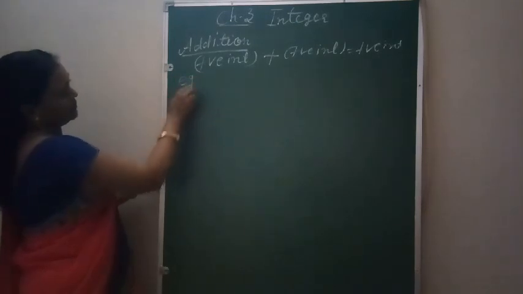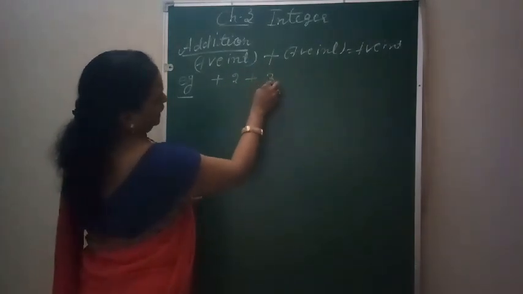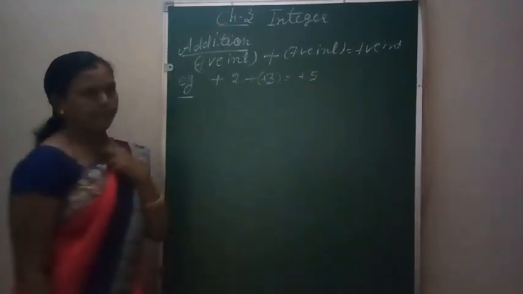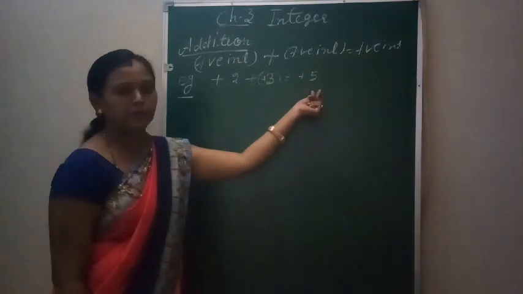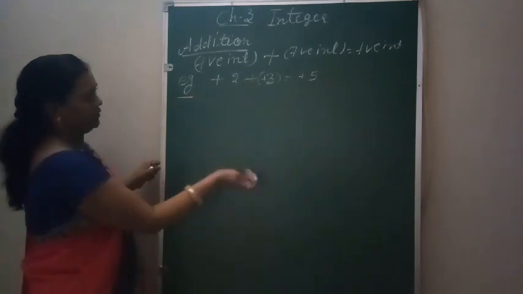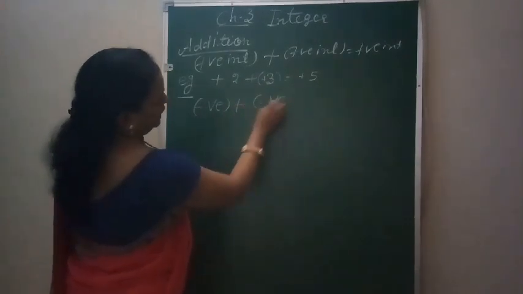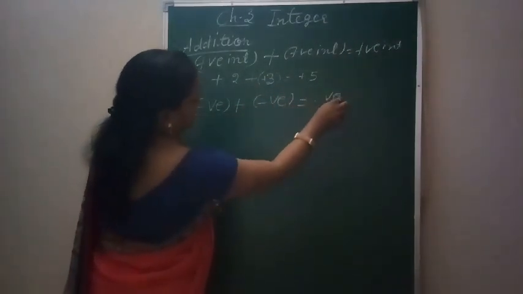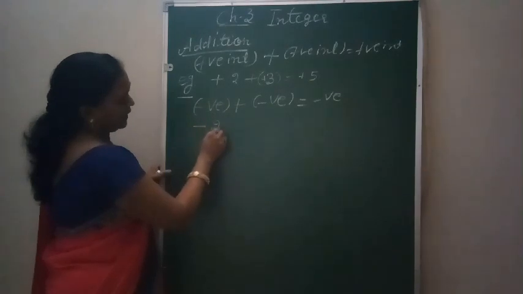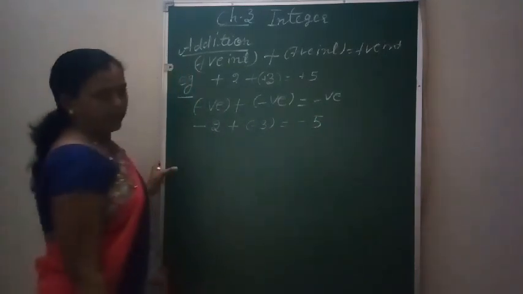Look at the example here: plus 2 plus 3, your answer is plus 5. So the addition of plus 3 and plus 2 is plus 5. And when we discuss the addition of two negative numbers, the addition of two negative integers is a negative integer. That is, minus 2 minus 3 is minus 5.